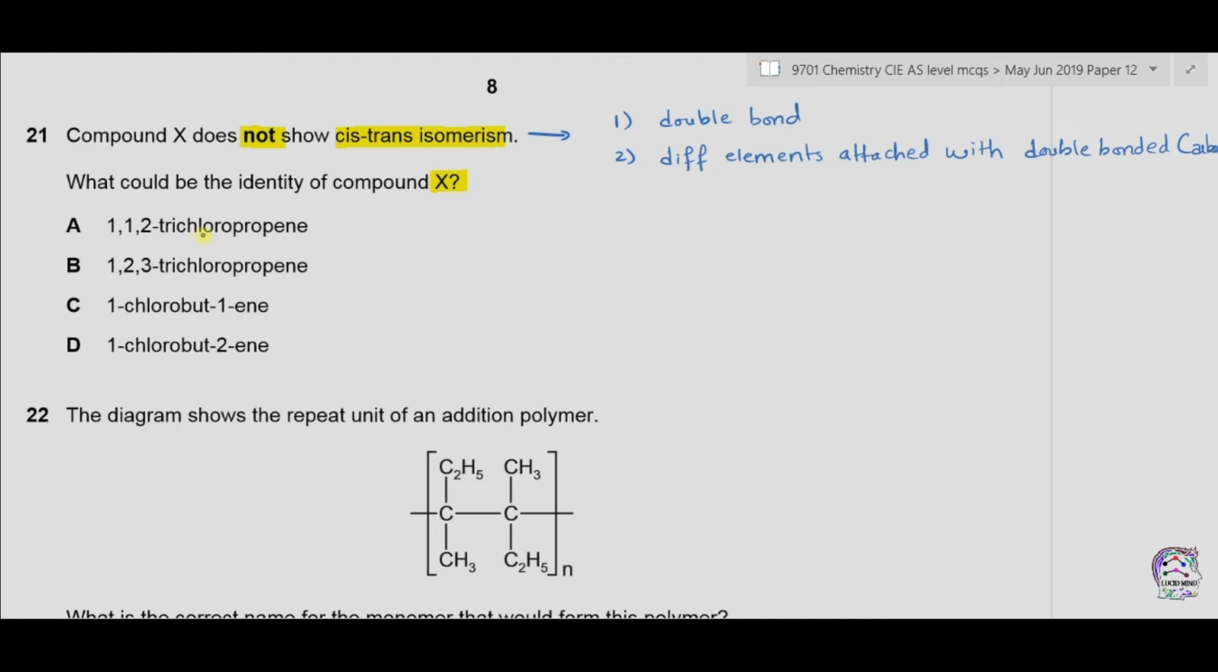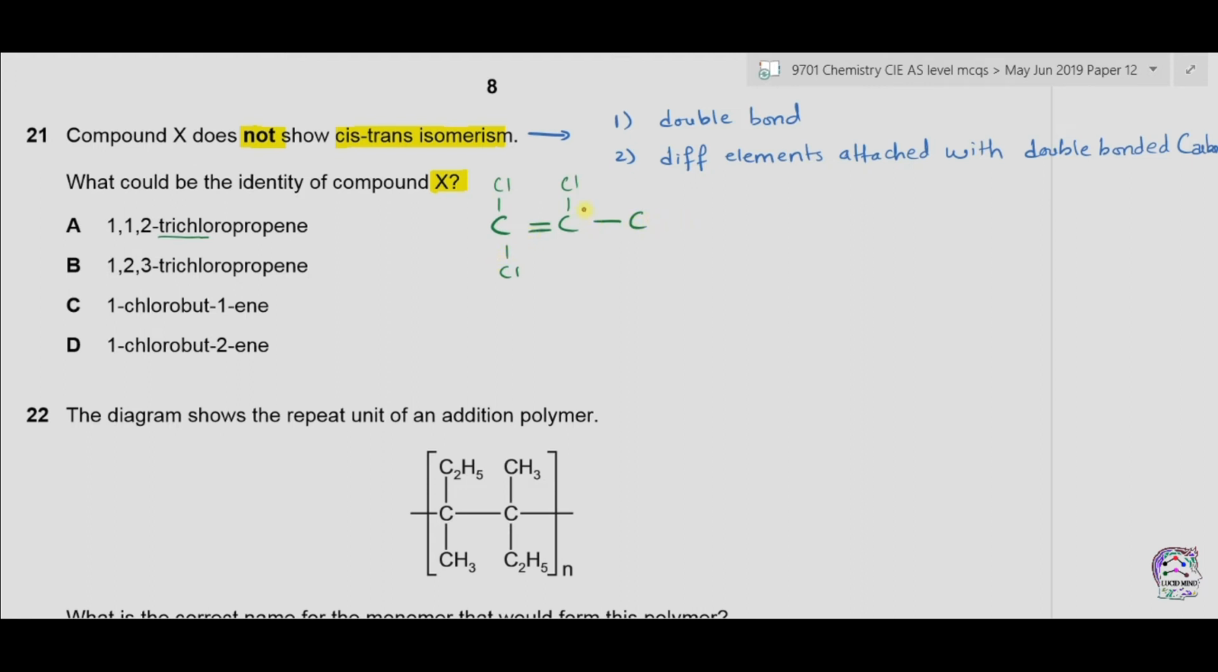A is 1,1,2 trichloropropane. Now let's find out the structure of this compound. We have propene, so 3 carbon atoms. Trichloro, so there are 3 chlorine atoms. One is on first carbon, second is also on first carbon, third is on second carbon. So 1, 1, 2 trichloropropane. And the double bond is in between first and second carbon atom.